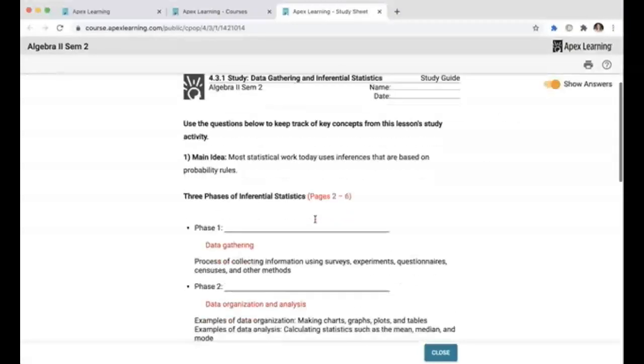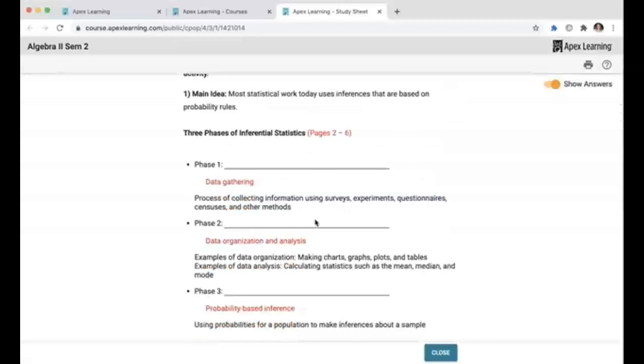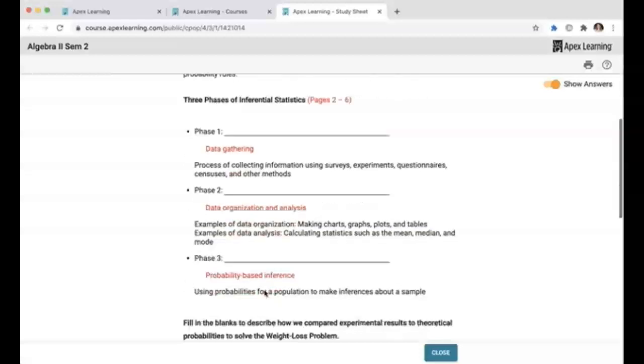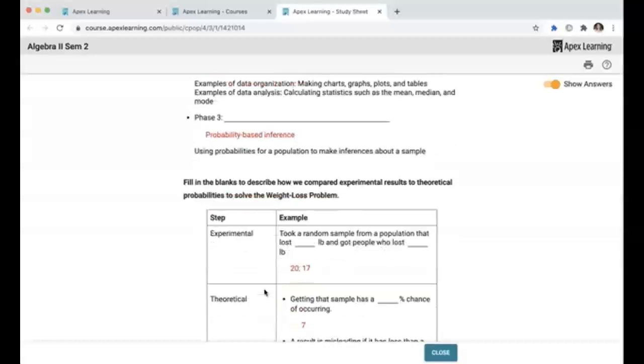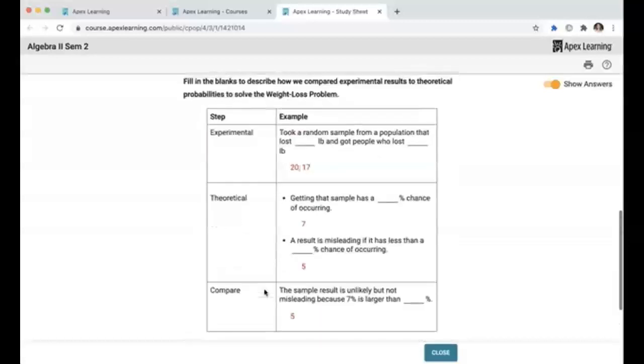All right, but basically, if we look here, again, our inferential statistics is making an inference, right? We're making an educated guess outside of our data that we've collected, right? So the three phases in order to do this is to collect our data, right? So data gathering, then we have data organization and analysis, and then we have probability-based inference, right? So making that guess there, okay? Sorry. All right, so then, again, looking at our experimental, our theoretical, and then comparing, all right?